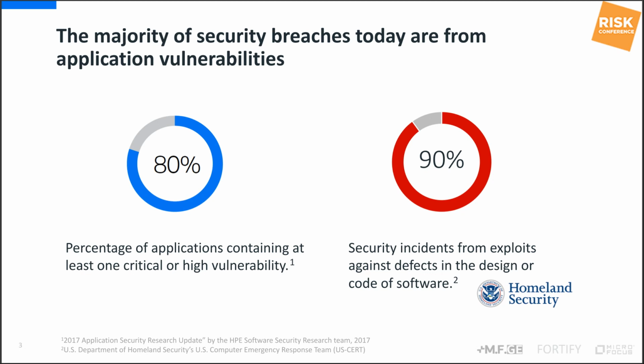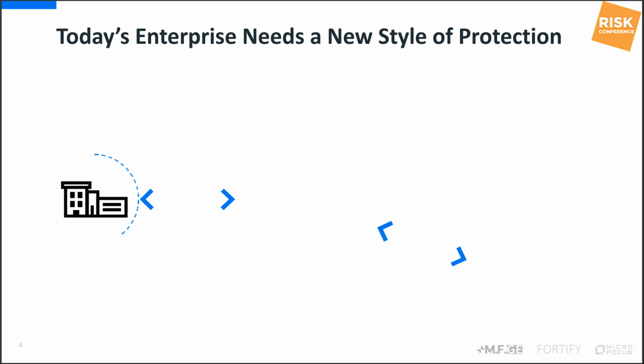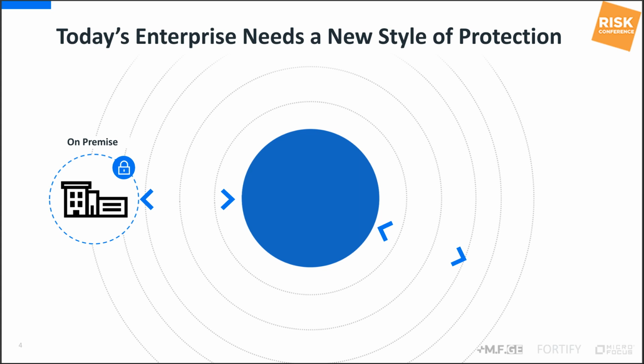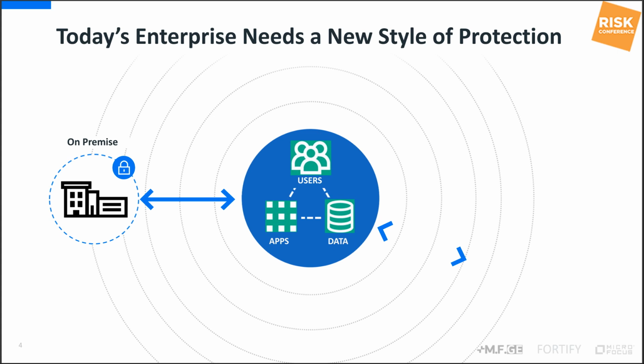According to the US Department of Homeland Security, about 80% of applications contain at least one critical or high vulnerability, and 90% of security incidents come from exploits caused by defects in the software code. Today's enterprise needs a new style of protection, because not only the existing on-premise systems are now vulnerable, and we, the company, are protecting the most important things: its users, its data, and its applications.